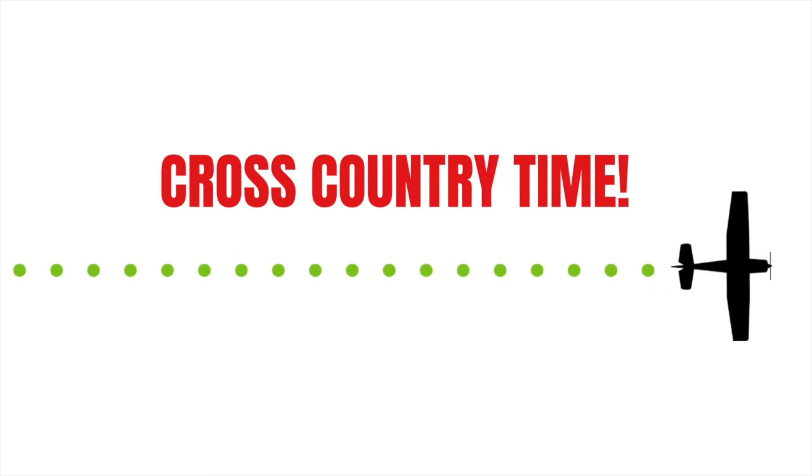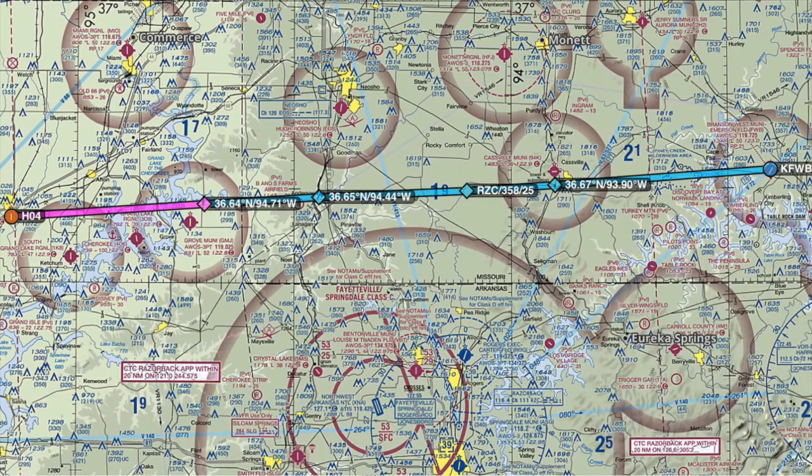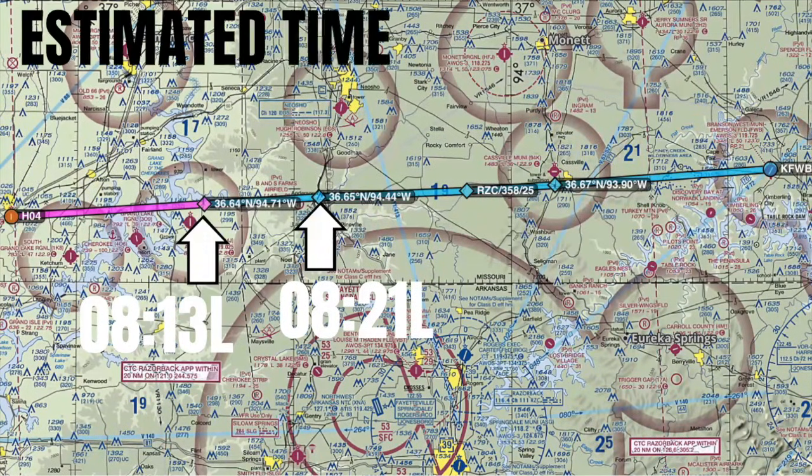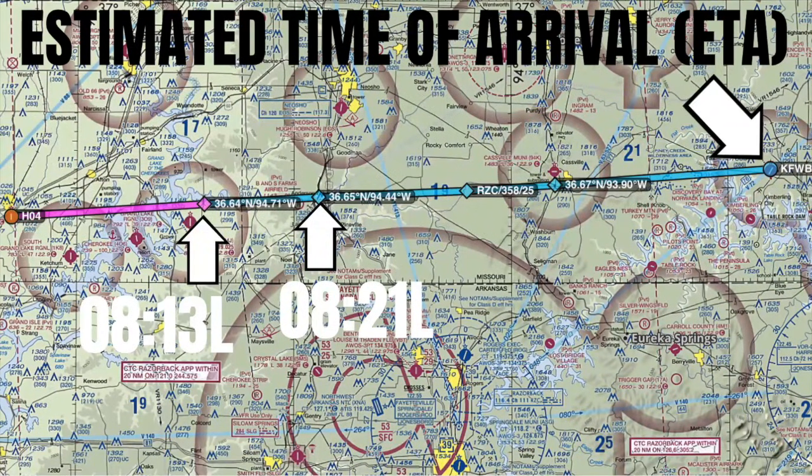Okay, now that you've seen these basic calculations, let's solve a couple cross-country problems. Let's say we're flying across country from Veneta Municipal over to Branson West. After our departure, we crossed our first waypoint at 0813 local time. Then we flew over our second waypoint at 0821 local. What time will we arrive at our destination?